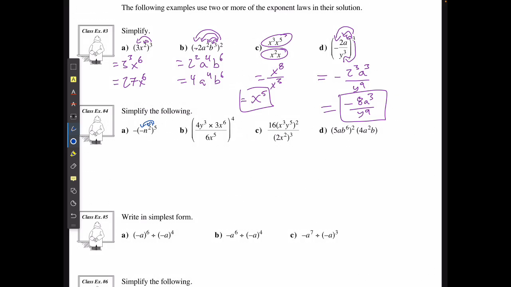So I'm going to say that this is the same as negative, bracket, a negative number multiplied an odd number of times is still negative, and then I have n to the power of 2, then to the power of 5. So I have n to the 10. Then when I apply that negative in here, the negative times the negative is now going to make it positive, n to the power of 10.